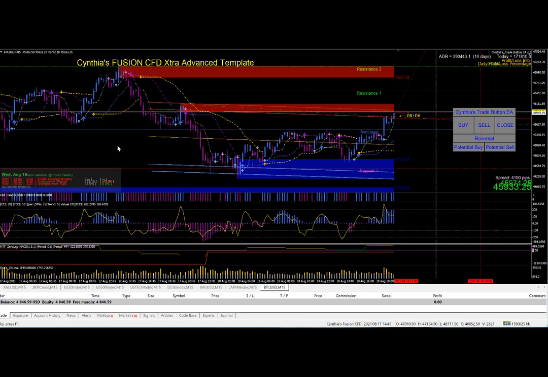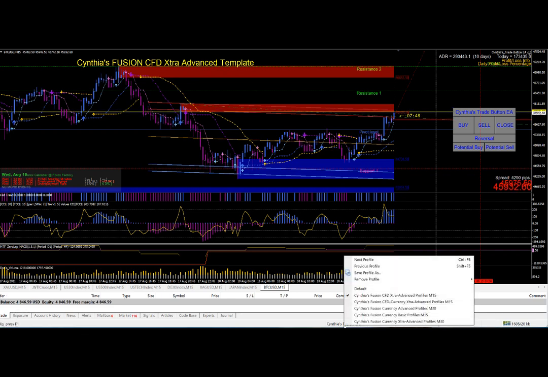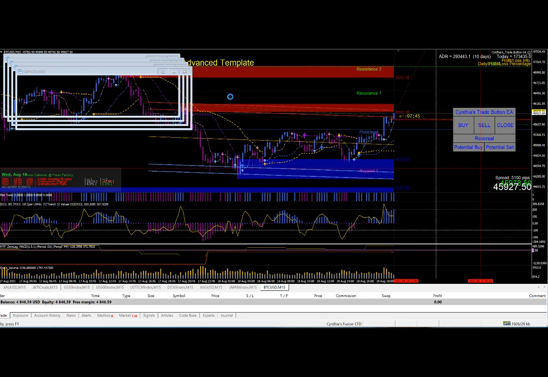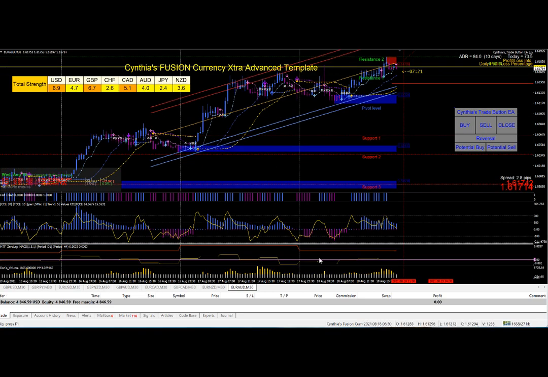So these are the CFDs that I give you in the extra advanced template, and now I'm going to show you the currencies that I give you in the extra advanced template. So I'm switching the profile to the currency extra advanced. In the currency extra advanced template, I give you two other indicators that are very important. The first one is my currency strength meter, which shows you the relative strength and weaknesses versus each other. So we have 8 base currencies, and the pairs are created by matching the base currencies with each other.